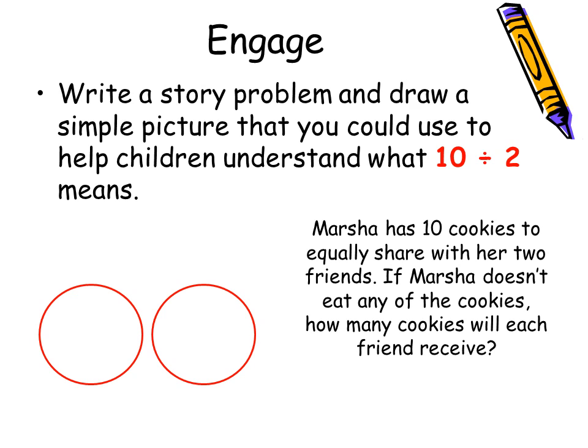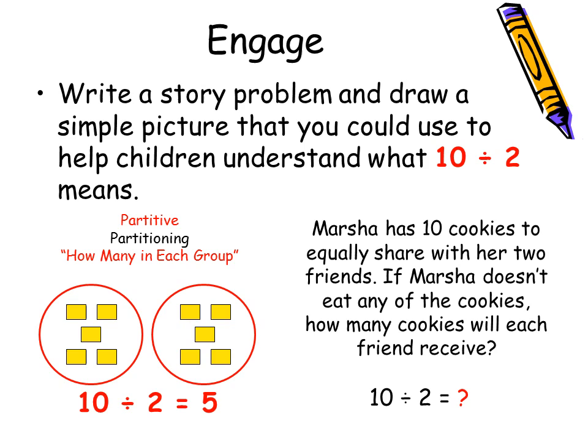So I know that Marcia has two friends. I'm trying to find out how much each friend would receive. So if I share the 10 cookies, each friend would get 1, 2, 3, 4, and 5. So I'll see that each friend, which is represented by the red circle, would get a total of 5 cookies. This is the most popular format for division in a lot of our classrooms. Students look at how to partition or share an amount amongst a known number of groups.